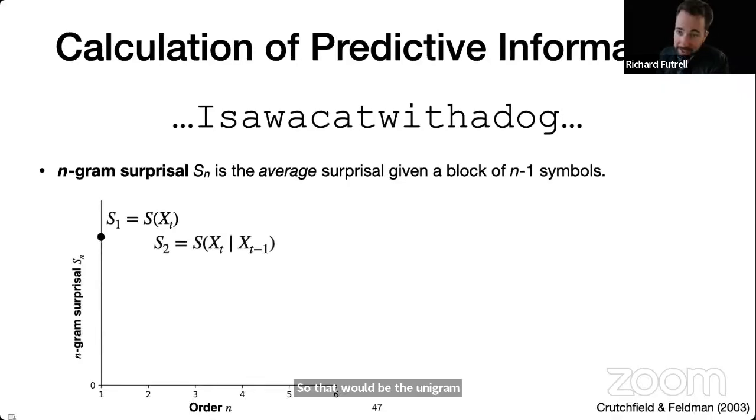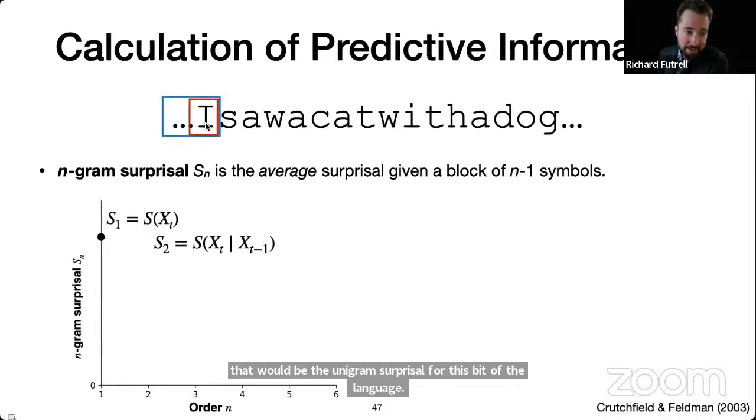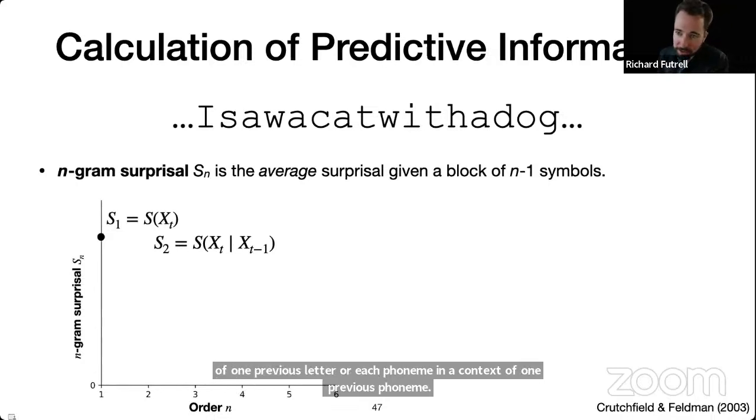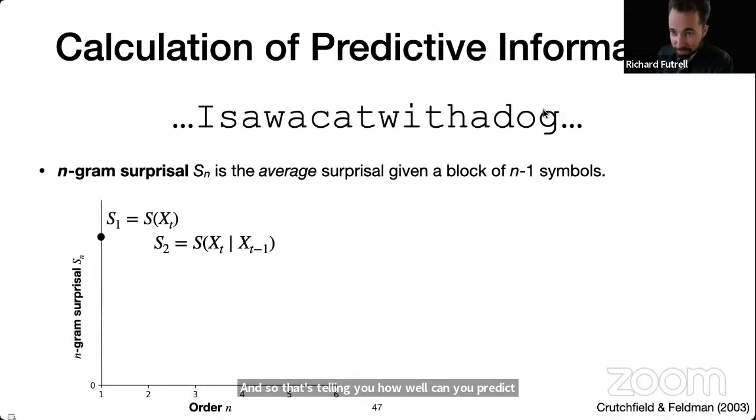Then you can think about the bigram surprisal. Now you're thinking about each letter in the context of one previous letter, or each phoneme in the context of one previous phoneme. And so that's telling you how well you can predict each unit here given one previous unit. How unpredictable is one unit given one previous unit, and that goes there.